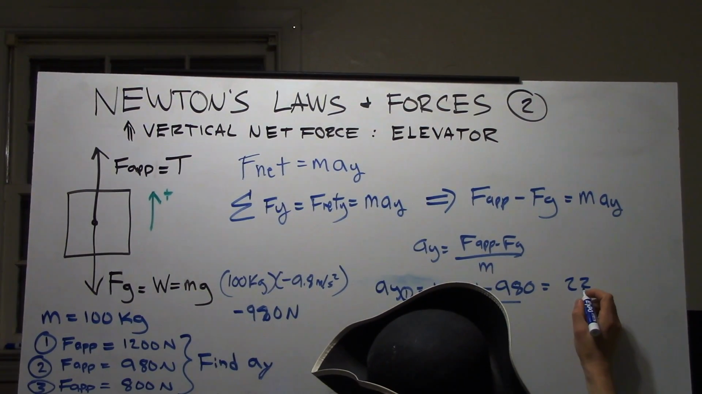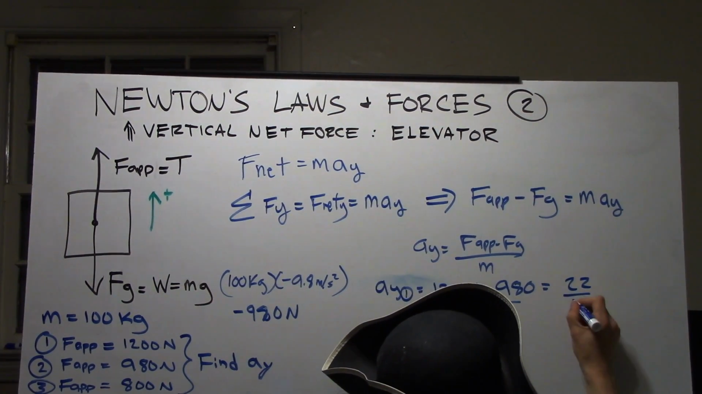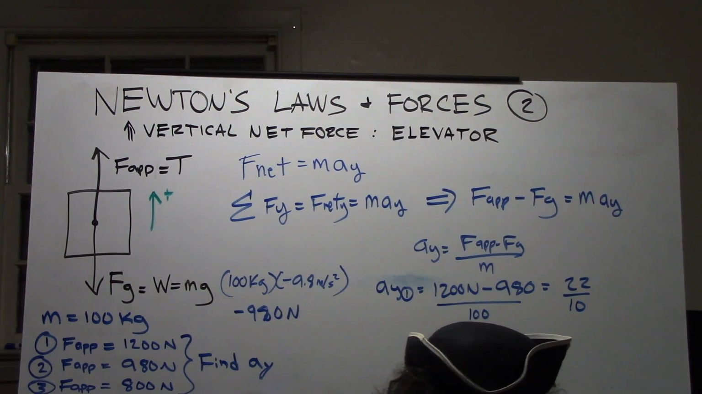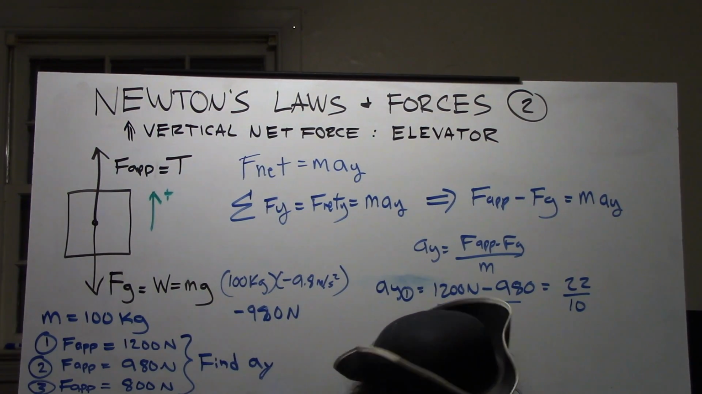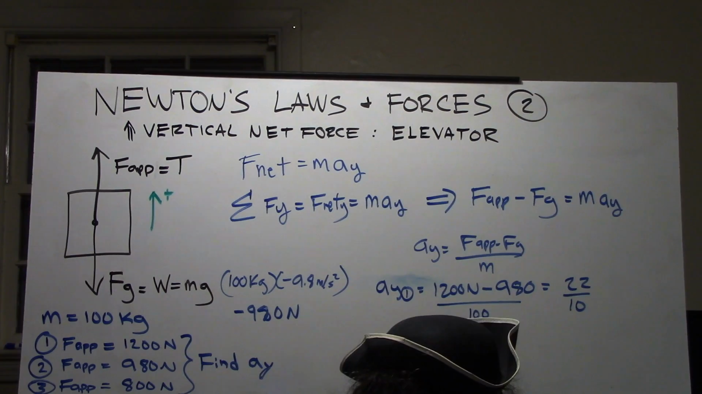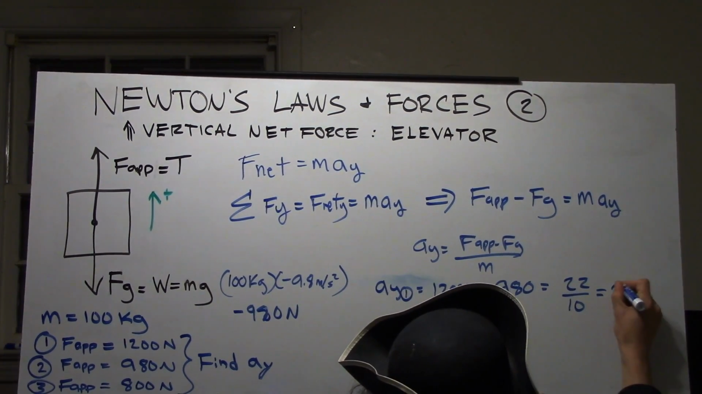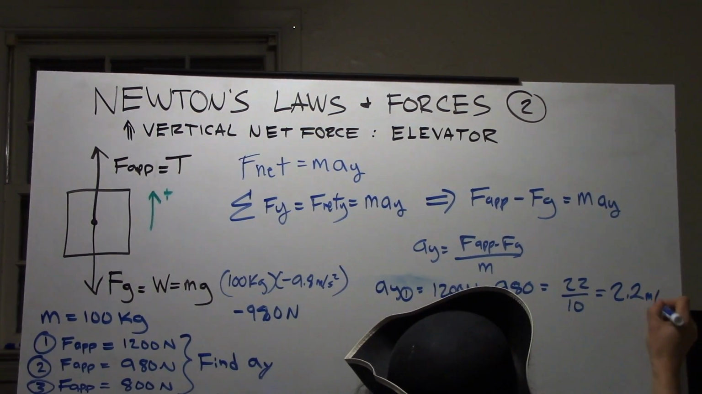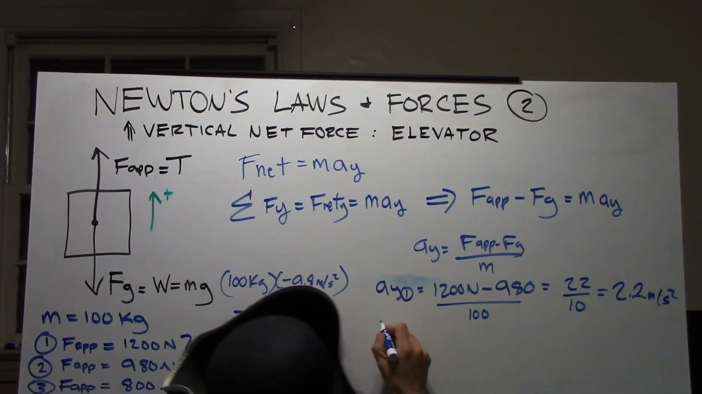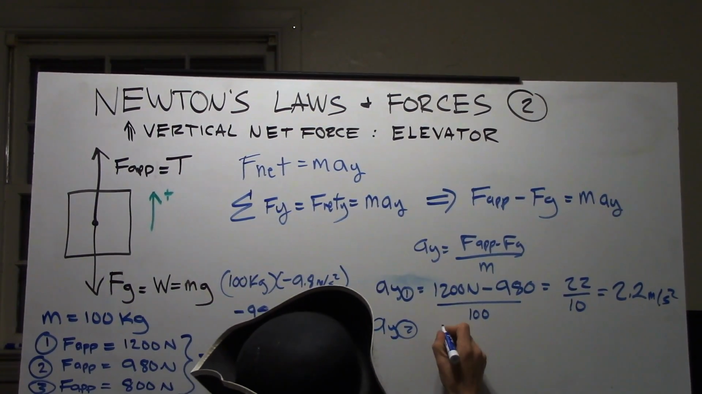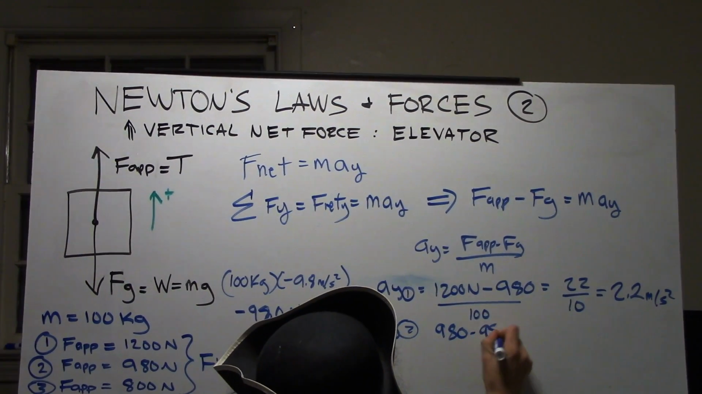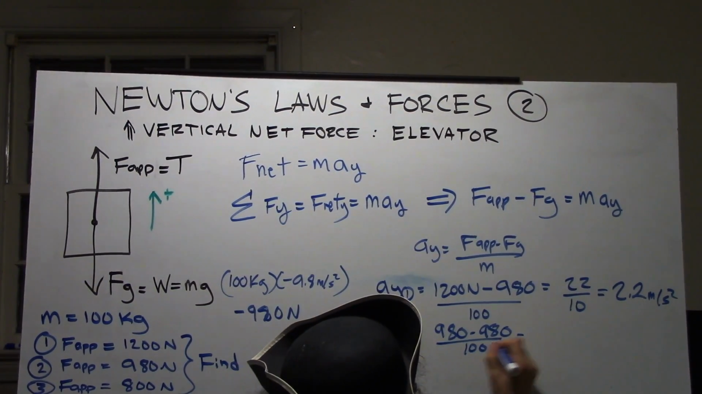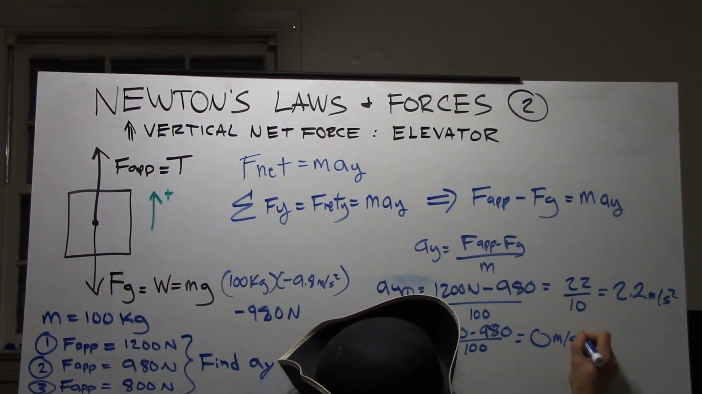We got 1200 minus 980, that's 220, divided by 100. So it's 22 tenths, 2.2, I think. Is that right? I think so. Yeah. Absolutely. It's a little late, guys. My mind isn't doing the simple math all that well, but here we go. We got it: 2.2 meters per second squared. It's positive, upwards. All right, a_y2 is 980 minus 980, and we could write divided by 100, but we know that this is 0 meters per second squared.